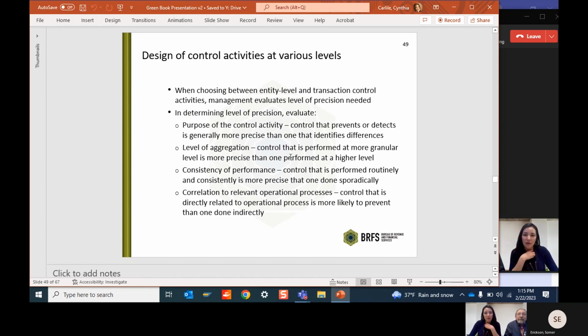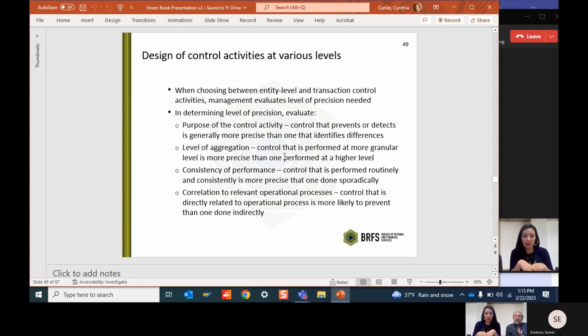Okay, so let's see. Design controls, we're still on, at various levels. When choosing between entity level and transaction control activities, management evaluates the level of precision needed. Of course, there's always the cost-benefit trade-off. In determining that level of precision, management needs to evaluate the purpose of the control activity. So is it going to be preventive or detective?